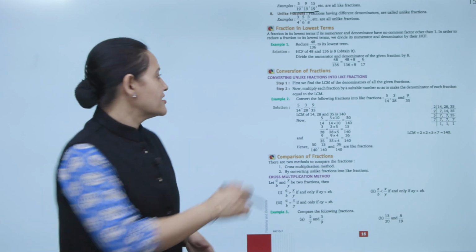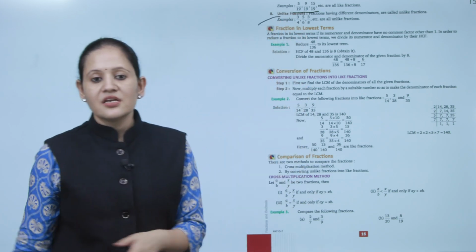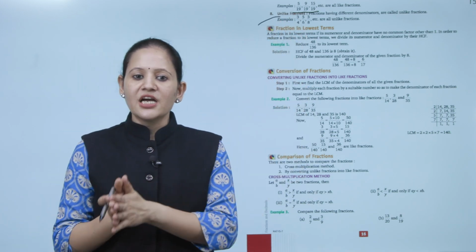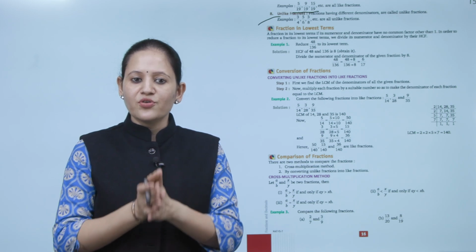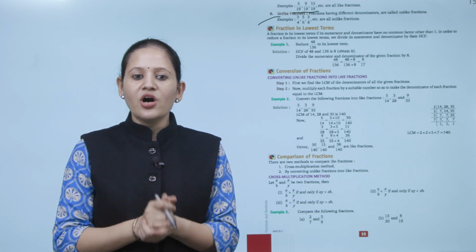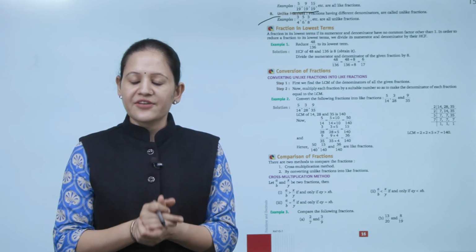Next is unlike fractions. Fractions having different denominators are called unlike fractions. For example, 3 upon 4, 5 upon 6, 3 by 8. All have different denominators, so they are unlike fractions.